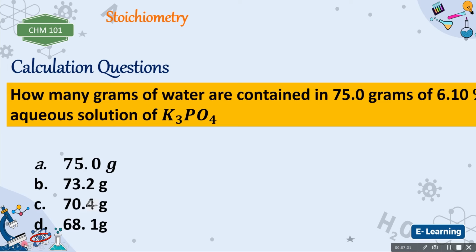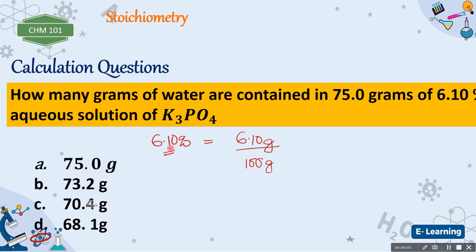Now, how many grams of water are contained in 75.0 grams of 6.10% aqueous solution of potassium phosphate? Now, if you have a question like this, how many grams of water are contained in this? Now, when you have 6.10%, this one means 6.10 grams of potassium phosphate in 100 grams of water.